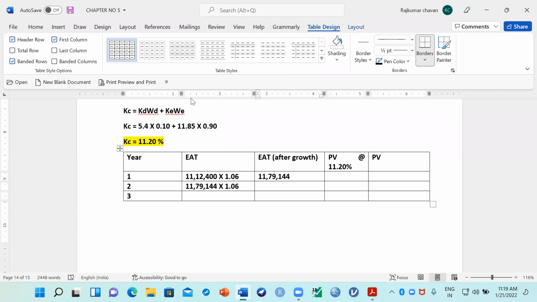Can you put your answer in the chat box? 12 lakh. Okay, just round it off. It is 12 lakh. Okay, 12,49,893. Is the value over here correct?